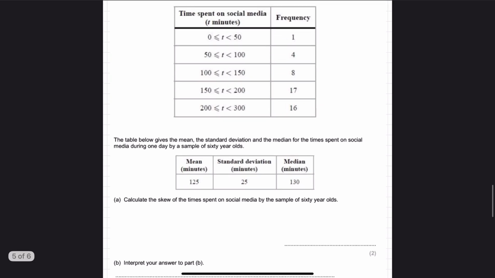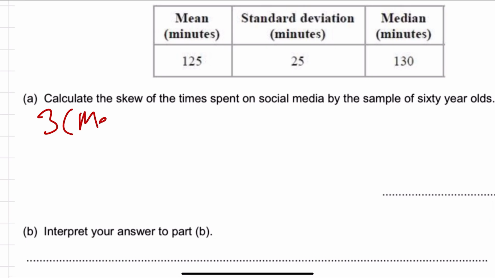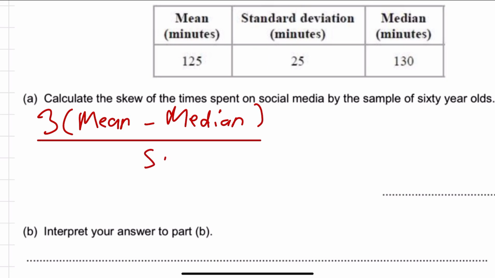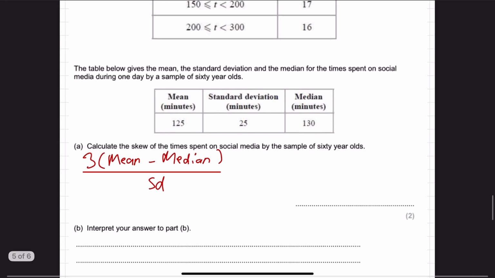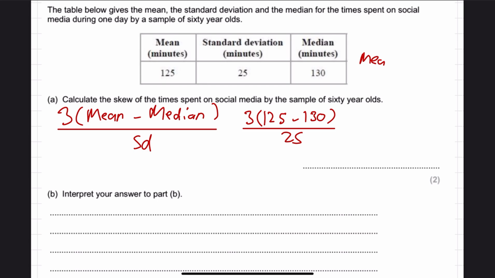Right, this question, calculate the skew. Well, the formula is 3 mean minus median over standard deviation. So I would do 3 times mean, so mean is 125, median is 130, over 25. I can clearly see already that my mean is less than my median, so I'm going to get a negative skew answer. That gives me negative 0.6 for my skewness.